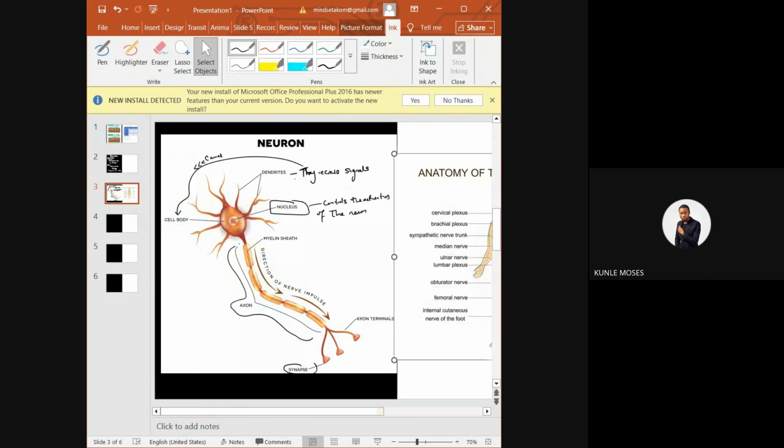Are you not paying attention to the diagram?